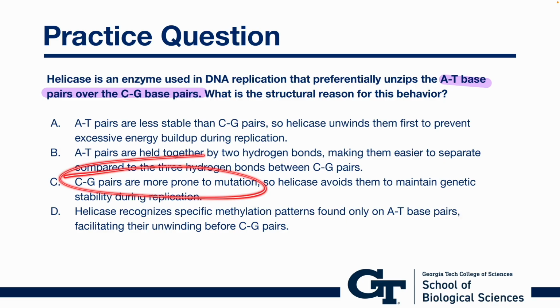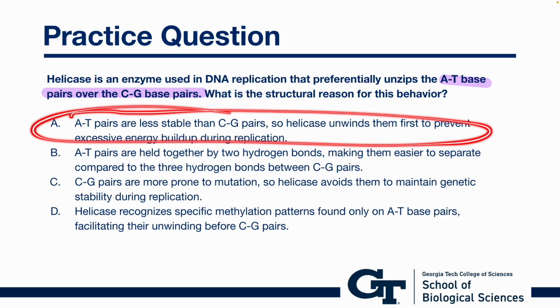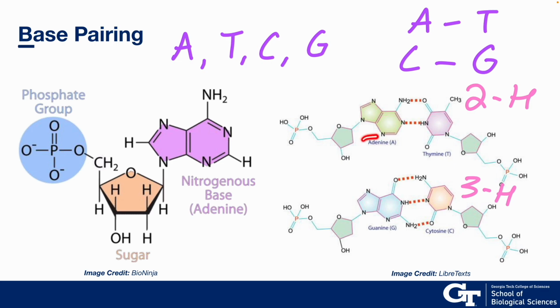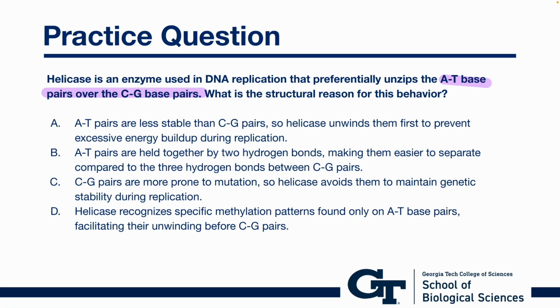C and G base pairs are more prone to mutation. That doesn't really make sense. There's nothing about methylation, which is a form of protein modification. And A and T are less stable. That doesn't really make sense. If they're pairing, they're obviously stable. So the answer that makes sense here is that, hey, A and T are held together by 2 hydrogen bonds. C and G are held together by 3. 2 is easier to separate than 3. So the correct answer is B.